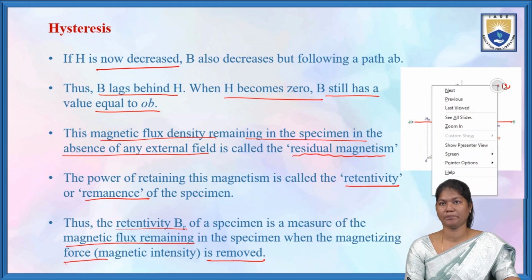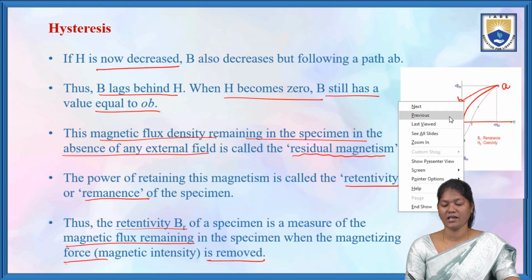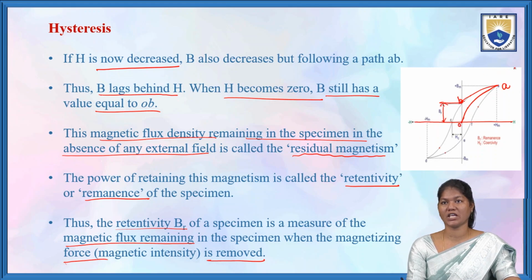When decreasing H, the flux density also decreases, but not in the same path as the previous one, that is not in the OA path, but it takes another path from A and reaches a point B, where here at point B, H is 0, but still there is flux density. So this is called retentivity or residual magnetism.